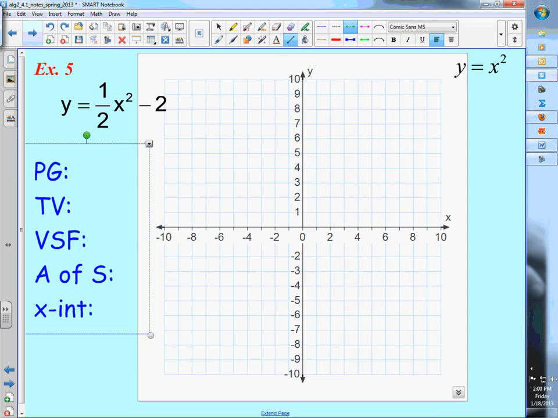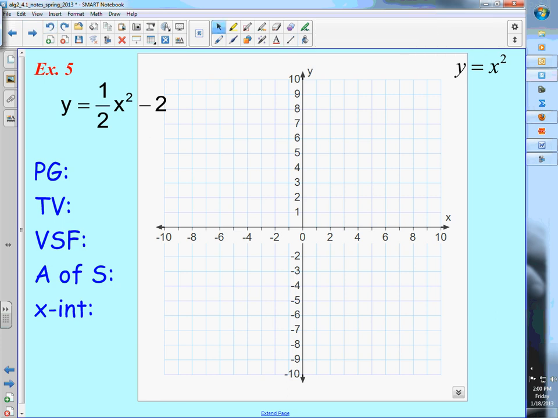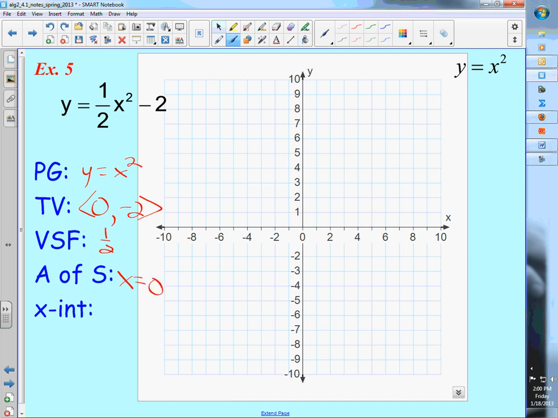So anytime you're in this form, your vertex is going to be 0, c. In this case, 0, comma, negative 2. Yes, it is. So your parent graph is y equals x squared. Your vertical stretch factor is a half. And your axis of symmetry is x equals 0.